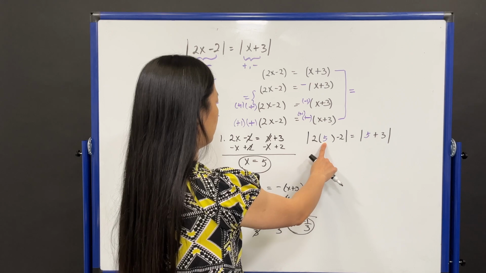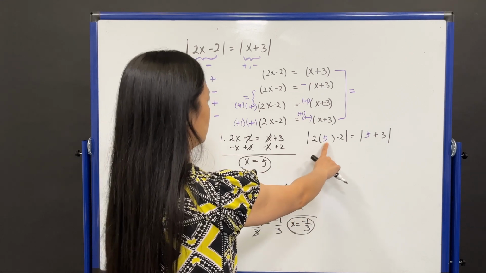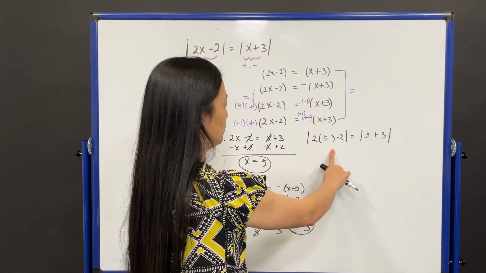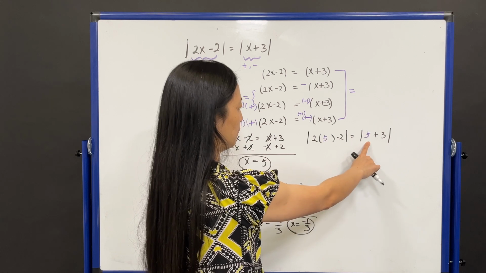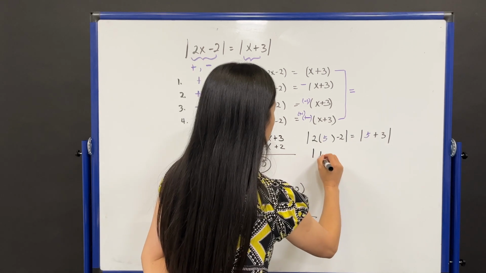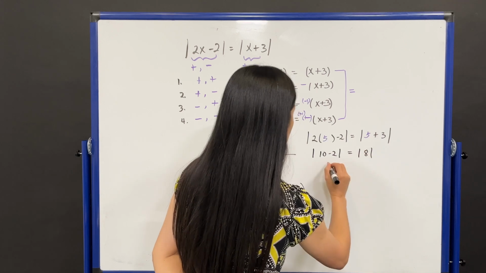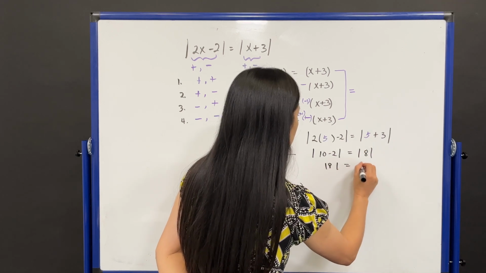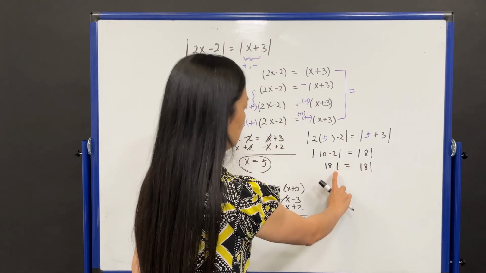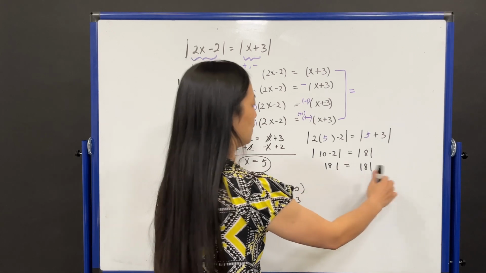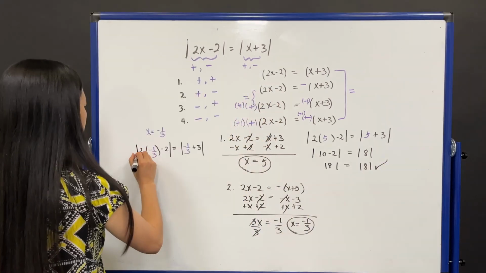We plug 5 into the original equation. The absolute value of 2 times 5 minus 2 is equal to the absolute value of 5 plus 3. This is 10 minus 2, the absolute value of 8. I get the absolute value of 8 is equal to the absolute value of 8, so this is fine.